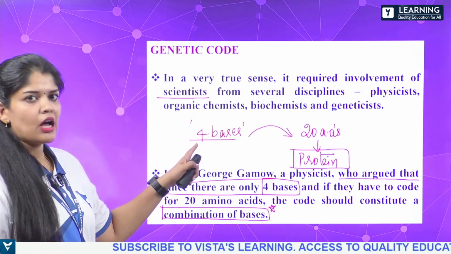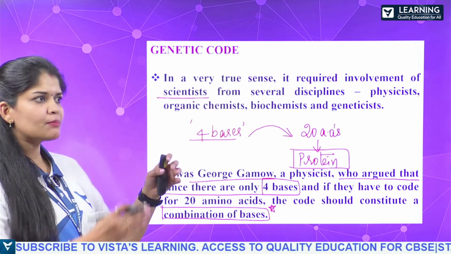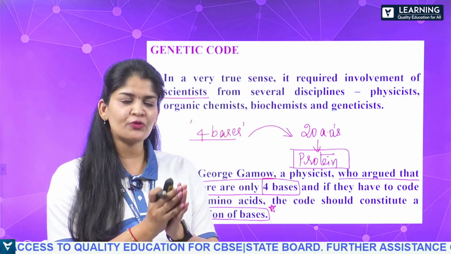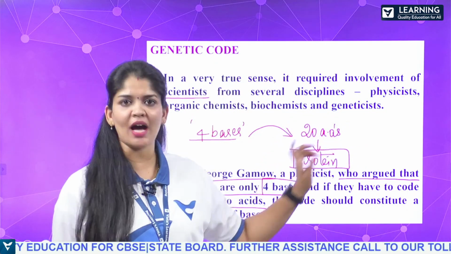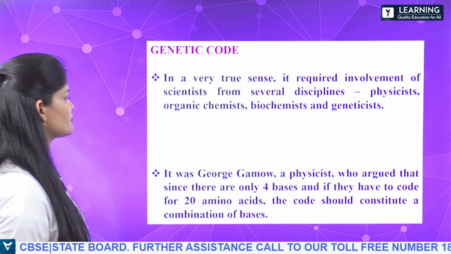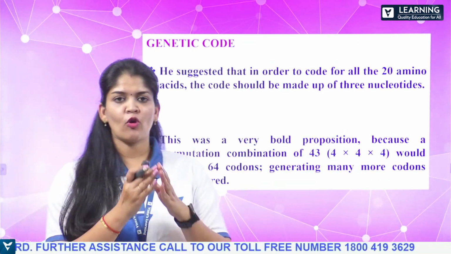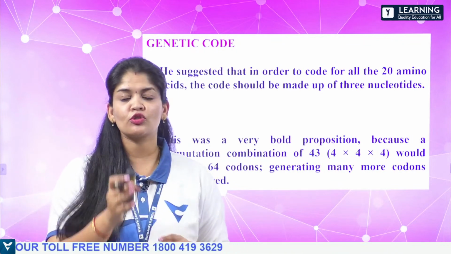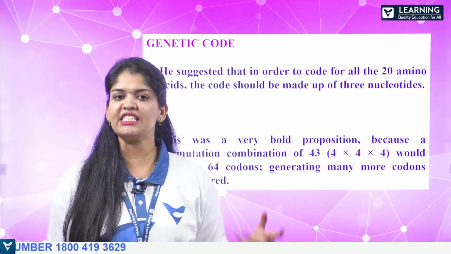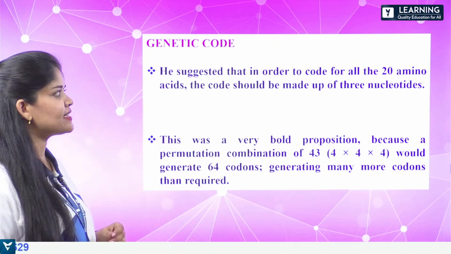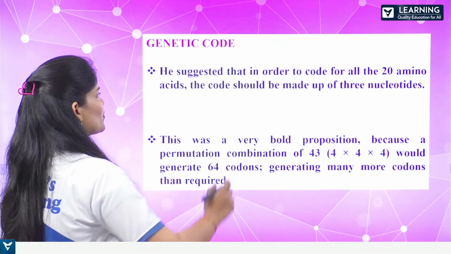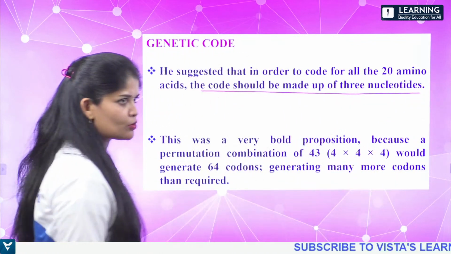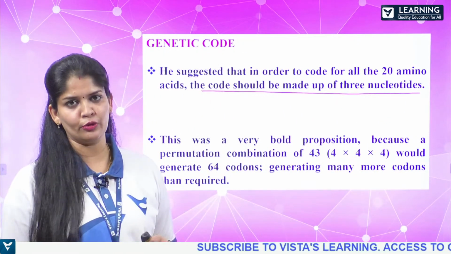So, out of 4 bases, some combination has to be worked out in such a way that it is going to code for a total of 20 amino acids. So now, Gamow contributed in saying that a combination of the bases is required to code for a total of 20 amino acids. He suggested that in order to code for all the 20 amino acids, the code should be made of 3 nucleotides.